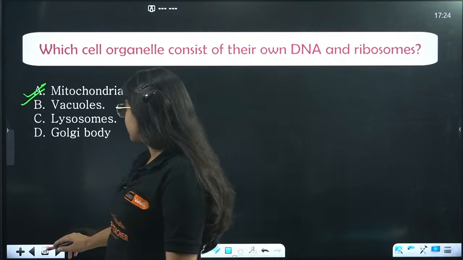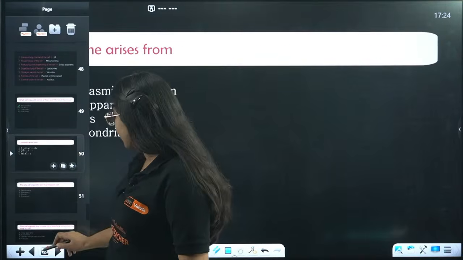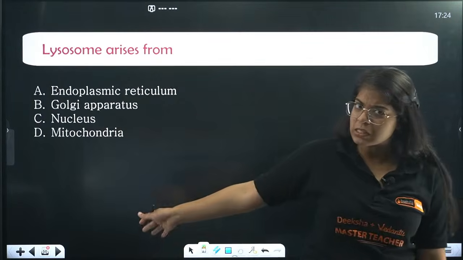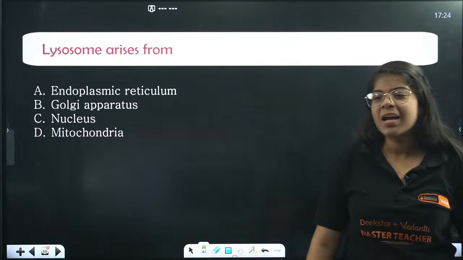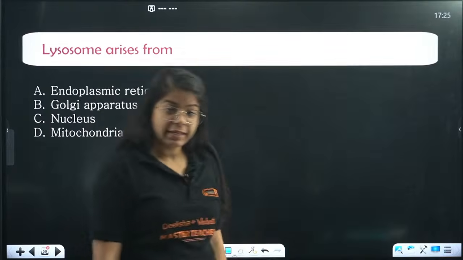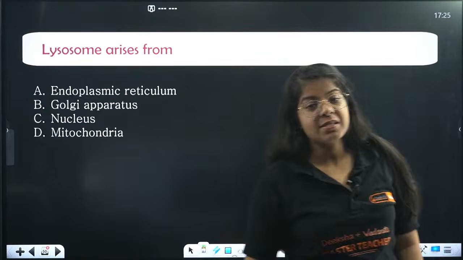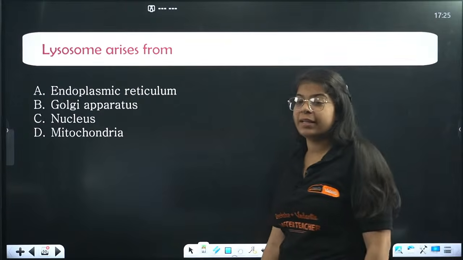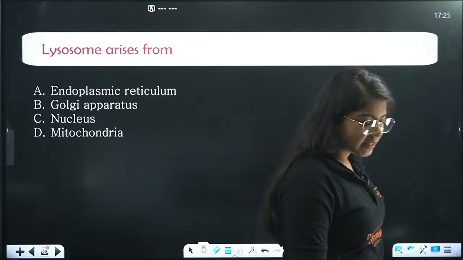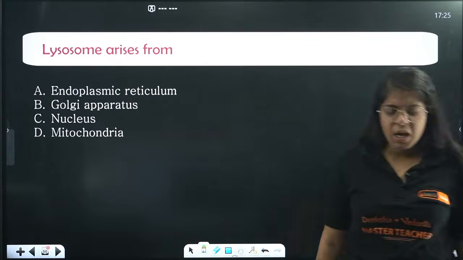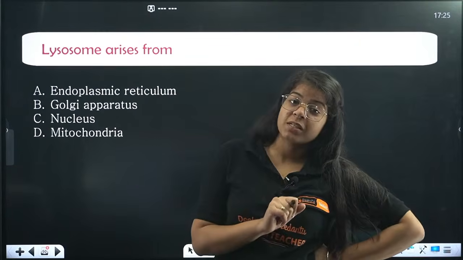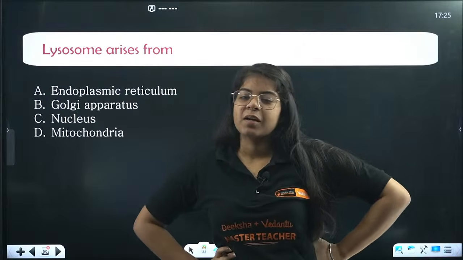Okay, next we have the next one. Lysosomes arise from what? Endoplasmic reticulum, Golgi apparatus, nucleus, or mitochondria. What is the answer to this? Do they come from mitochondria? Do they come from nucleus? Do they come from Golgi apparatus?